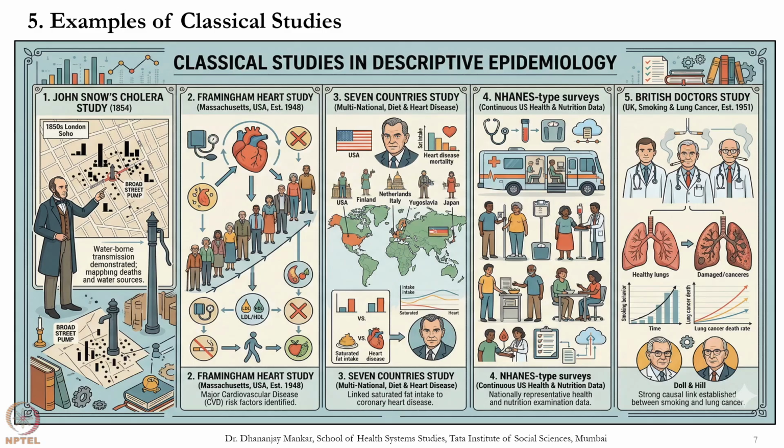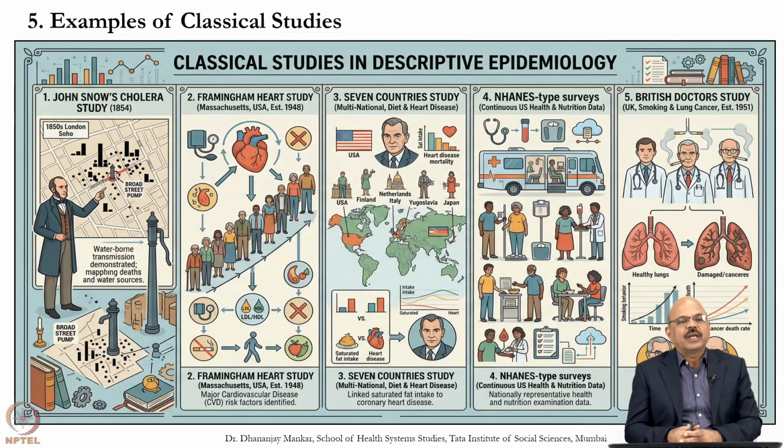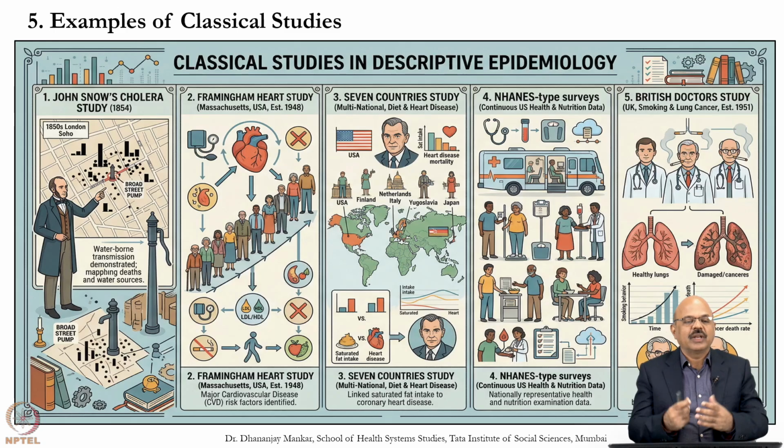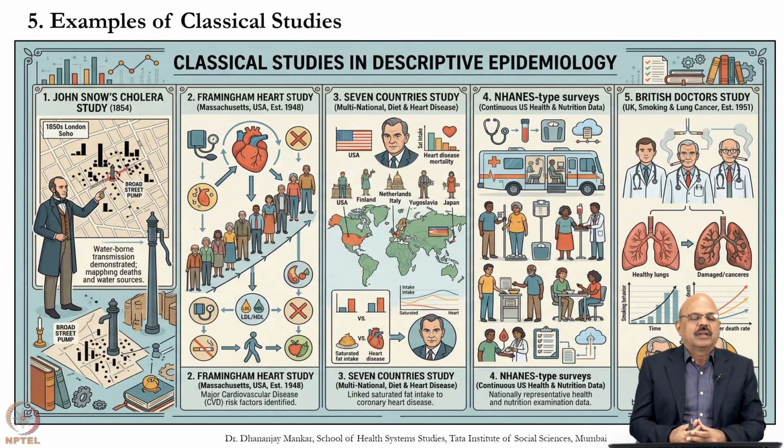These are the very classical examples of descriptive epidemiology, where John Snow's cholera study in 1854 was a very ancient and remarkable study. In the 1850s in Soho, London, the Broad Street pump demonstrated waterborne transmission by mapping deaths and the water sources. The Broad Street pump was identified, and later he made remarkable experiments and gave a descriptive epidemiology which gave people more reason to go back and understand this study.